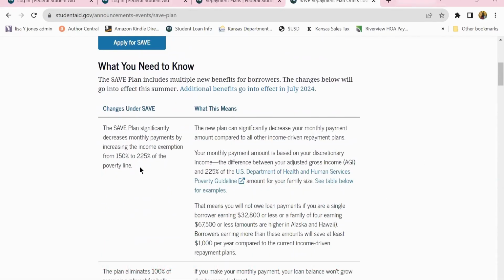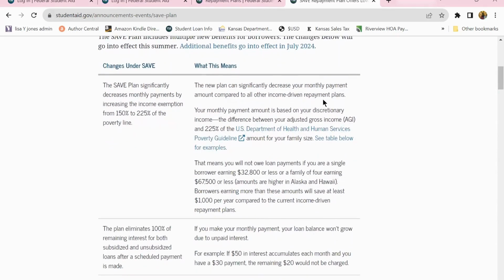So this plan will decrease your payment by 150 to 225% of the poverty line. The purpose of SAVE is to make sure that those people with a super low income that got student loans and in most instances never got jobs or high paying jobs, who are stuck with the loans, are helped. Okay. Remember, anything on SAVE, 20 to 25 years in your case. So it will decrease the amount of your monthly payment.